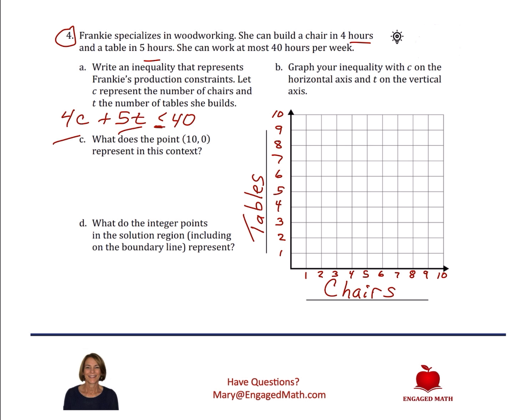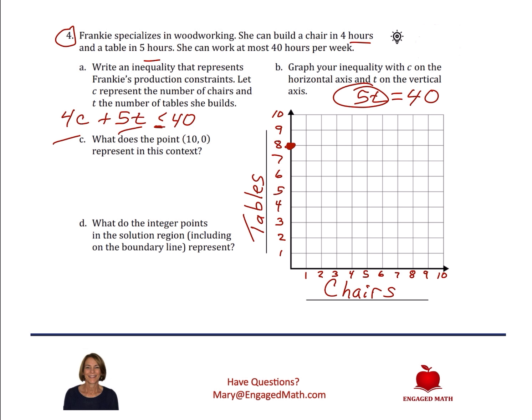So if Frankie makes no chairs, only tables, what we could do is put 0 in for the number of chairs she makes. So then what we would have is just 5t is equal to 40, because we're basically saying if she doesn't make any chairs at all and she spends 5 hours on each table she makes, she can make 5t equals 40 or t equals 8. That is the number of tables she can make, which means right here there's a point because she can make 8 tables and no chairs.